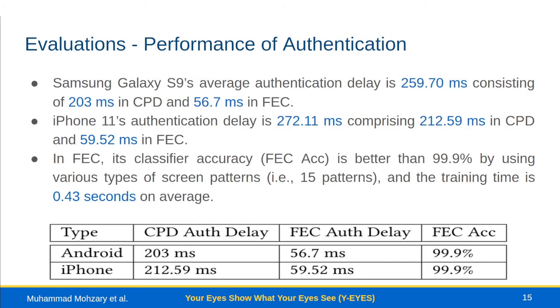Evaluation of authentication. We perform authentication delay experiments using a React Native mobile application with the TensorFlow package on both Samsung Galaxy S9 and iPhone 11. Overall, the authentication delay is less than 300 milliseconds. The support vector machine classifier accuracy is better than 99%, and the training time is 0.43 seconds. Our application requires around 180 megabytes of memory, and there is no power drain during normal smartphone operation.